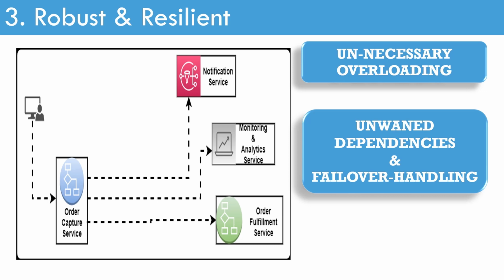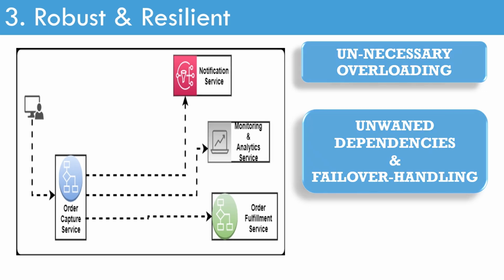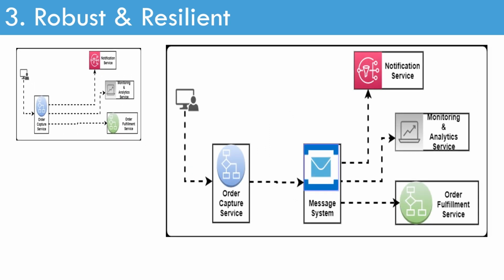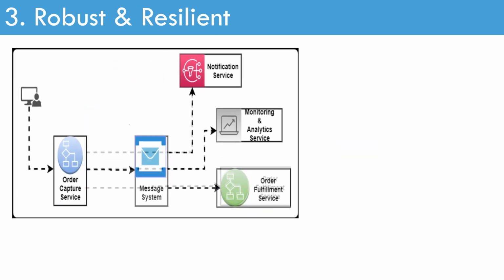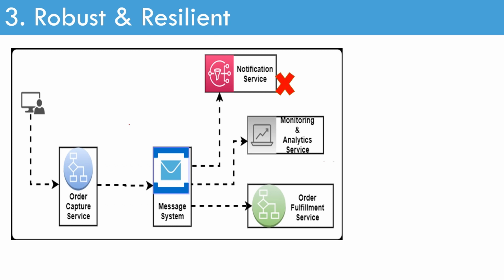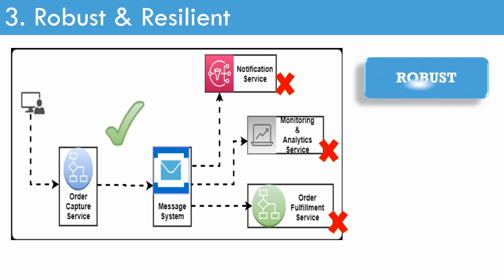We can better go with a message-driven system to get rid of all these hassles. With a message-driven system, the order capture service only needs to register the order into a messaging system. Let the messaging system and the consuming applications decide how they want to consume these registered orders. The advantage here is that even if the notification system, monitoring and analytics service and the order fulfillment service all go down, the order capture service can still continue capturing and registering the orders. This makes the system robust against multiple failures.